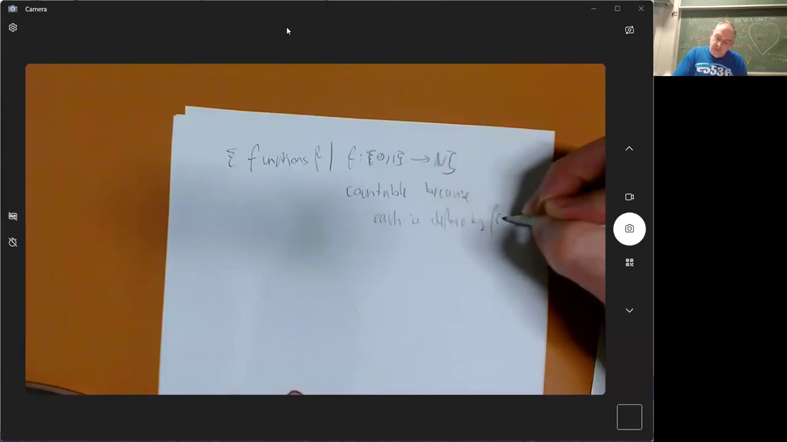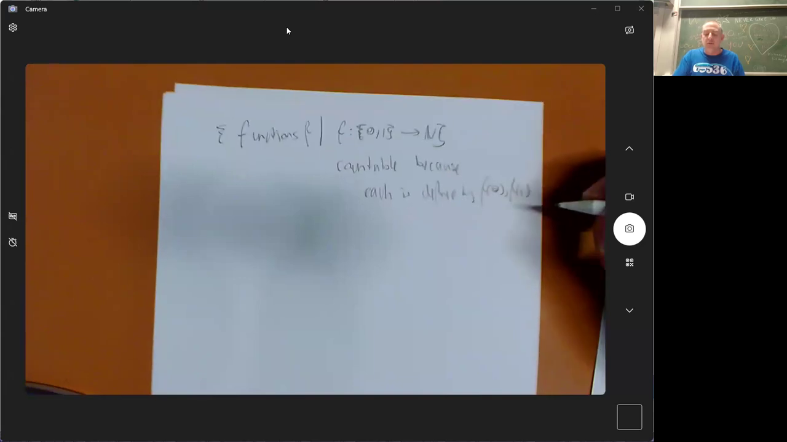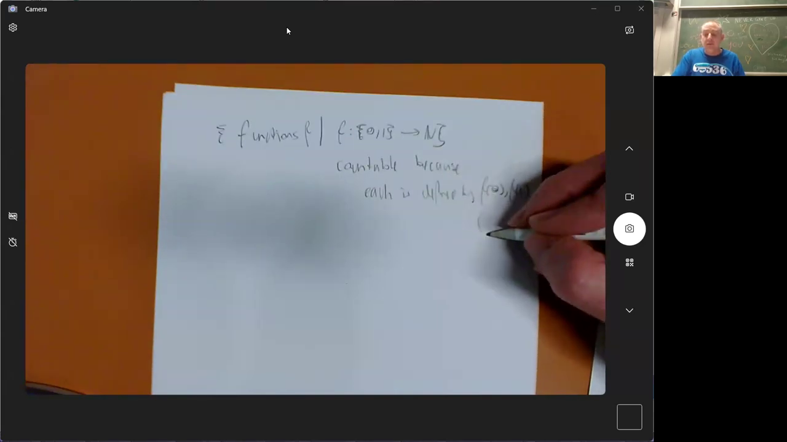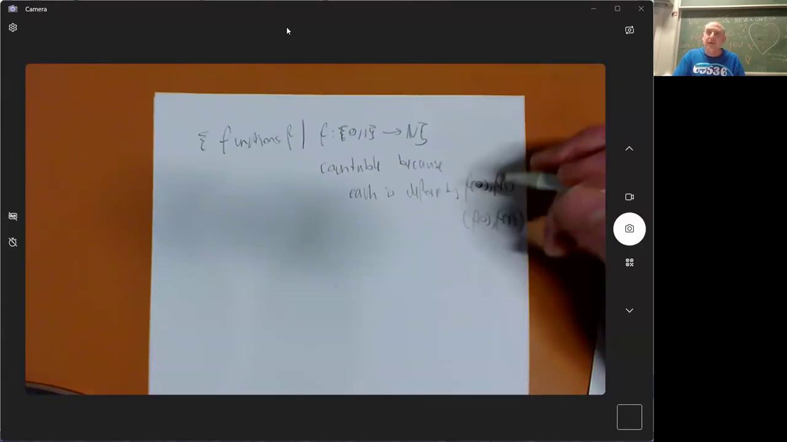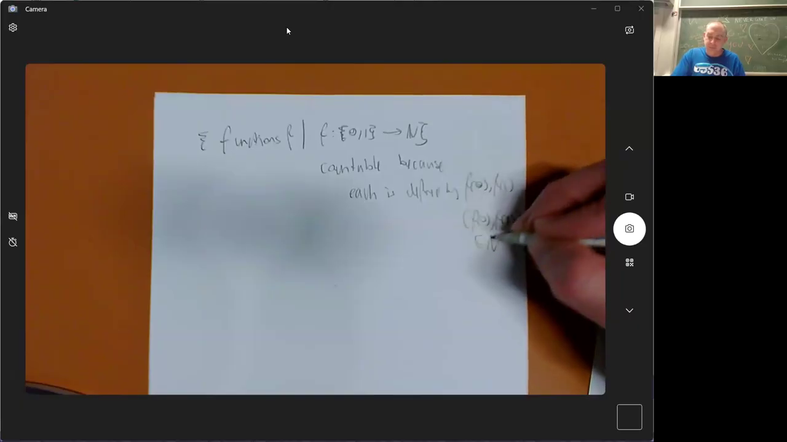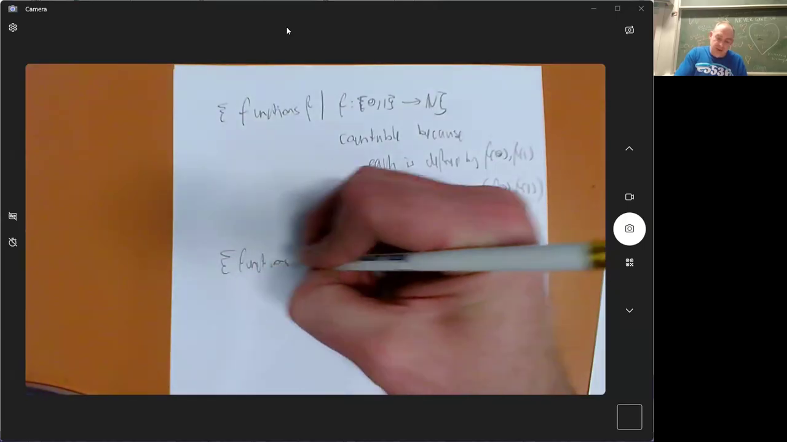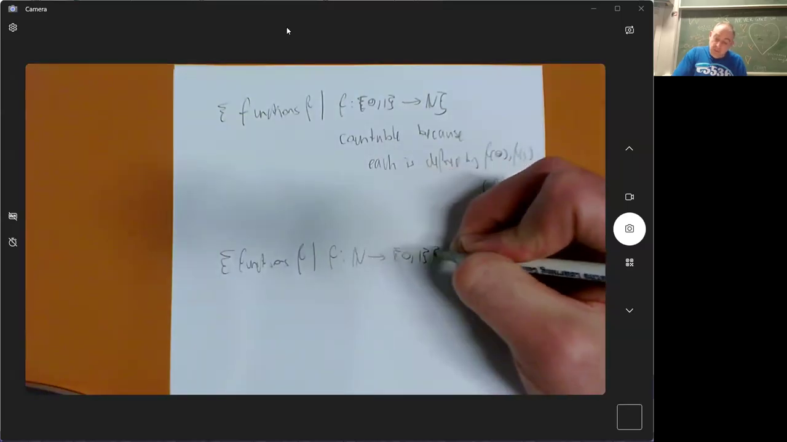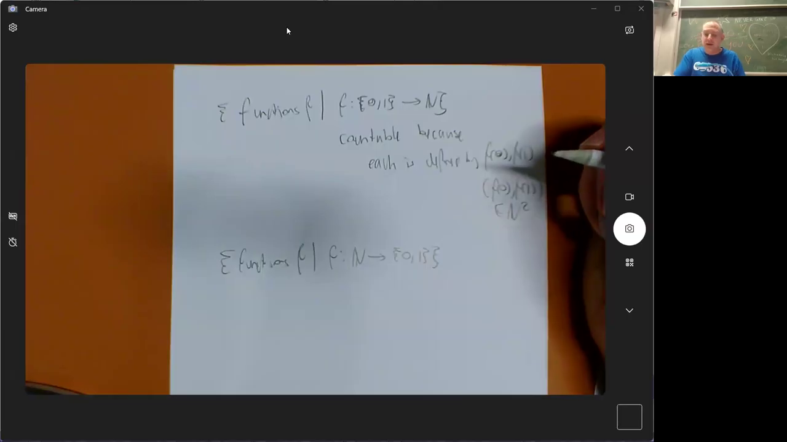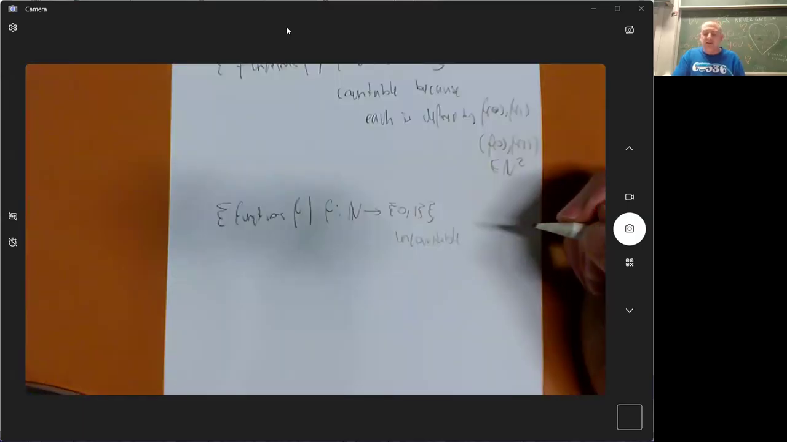by f of 0 and f of 1, which means you can line them up against points in R2, points in N2. But the set of functions f from N to {0, 1}, which is the set of sequences made of zeros and ones, is uncountable, because a sequence of said functions cannot contain all of them.